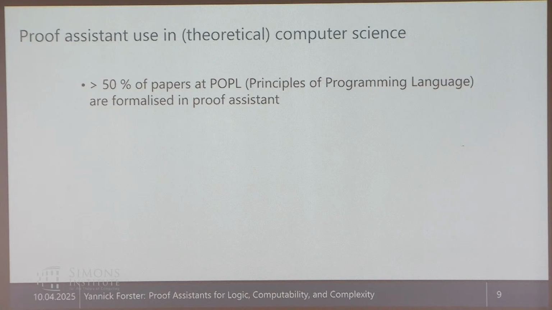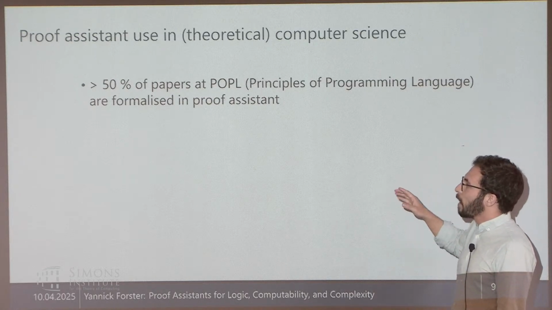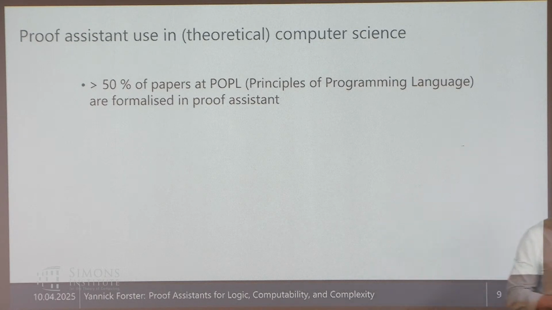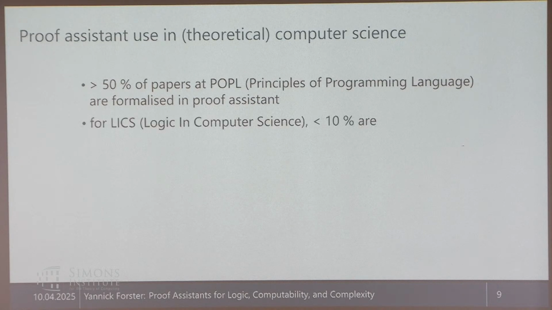I have numbers here that are made up, but I think they're not completely wrong. At the Principles of Programming Languages conference, POPL, I think more than 50% of papers are formalized in proof assistants. So more than 50% of the novel research results come immediately with computer formalization. That's super far away from anything happening in math. For logic in computer science, it's less than 10%. I think that's a nice number. Probably it's even way less than 10%, but it's less.